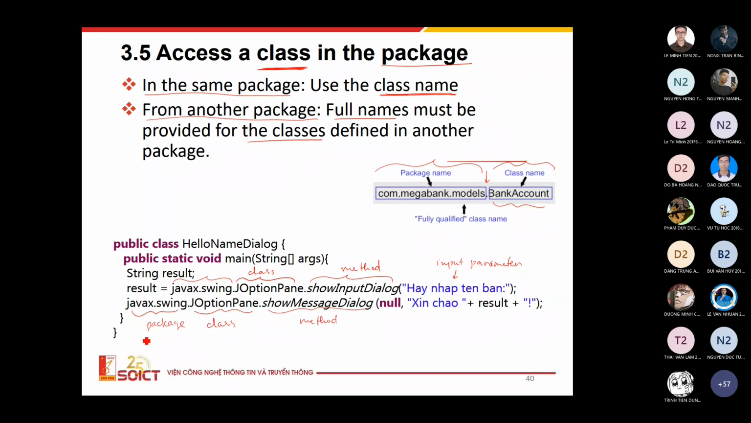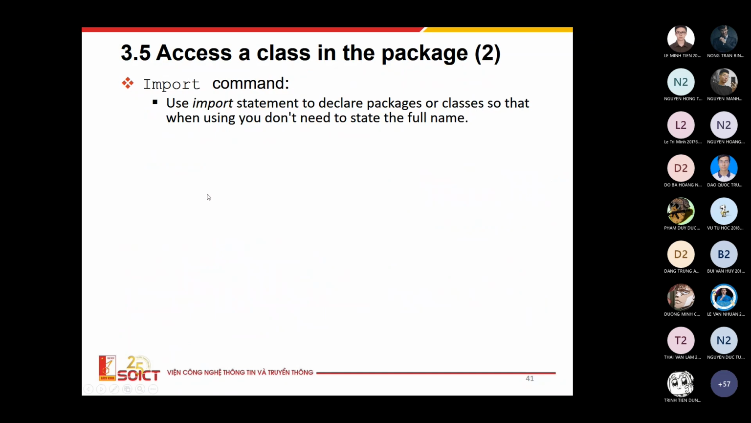So maybe you will see writing something like this, very long. Okay, it's long. So you can use the import command at the beginning of the code to show the JVM that you want to use some package in this code. The import statement we use to declare the packages or the classes, so that you don't need to use the full name for this class.